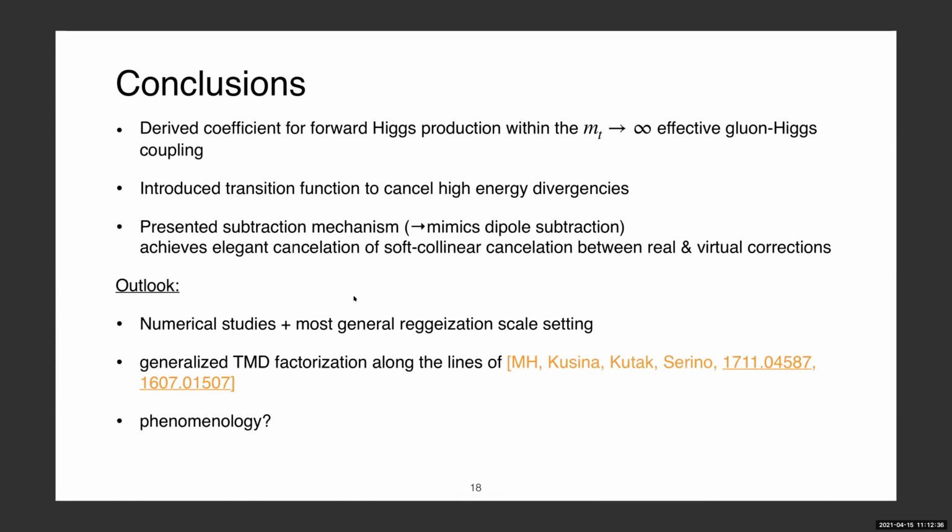We derived this coefficient for forward Higgs production. We proposed these new transition functions, which allow us to cancel the high energy divergences of this coefficient in a systematic way. We also developed a first step towards a dipole subtraction mechanism to have real-virtual divergence cancellations for our coefficient. Currently we want to do some numerical studies to see that this subtraction mechanism really works and gives us a good description. We are now on that, and I hope I can report soon on further results.